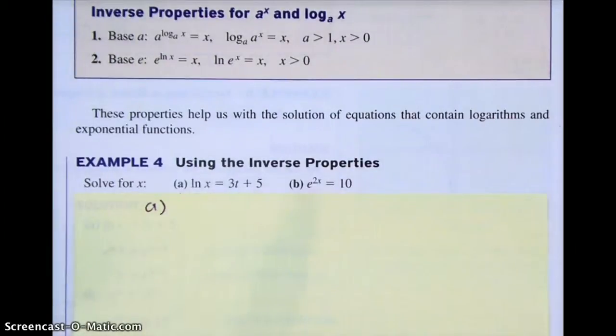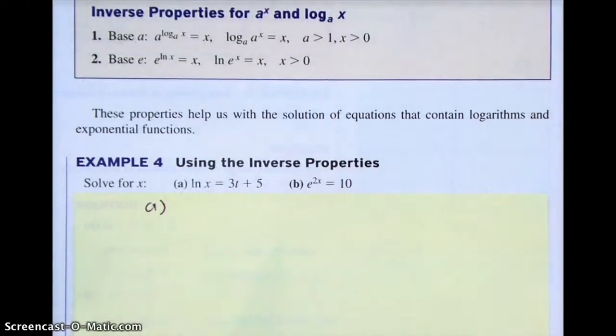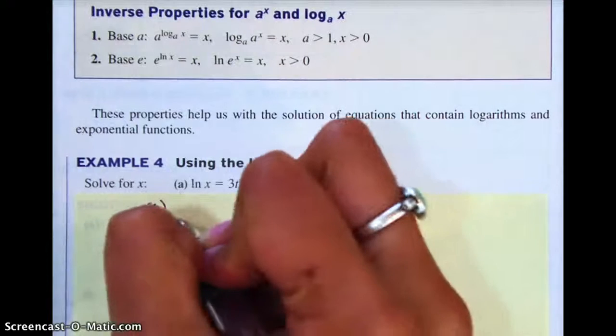So the first step is the only one that you have to think about. And what I'm going to do is something called exponentiating. That is, I'm going to make each side of this equation into an exponent of a very particular base. And that base that I'm going to use is e.